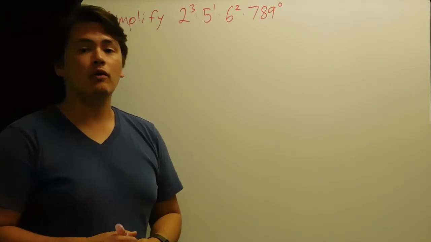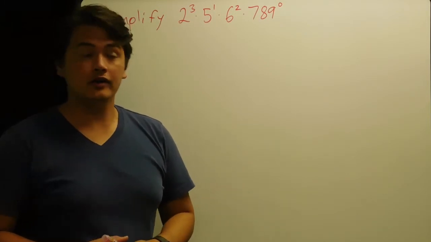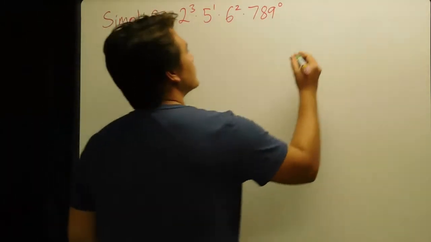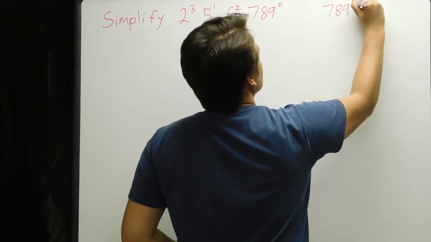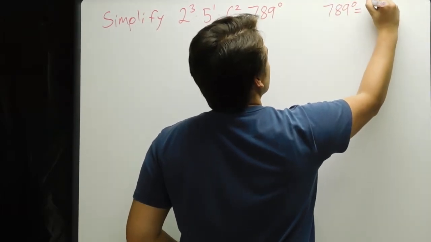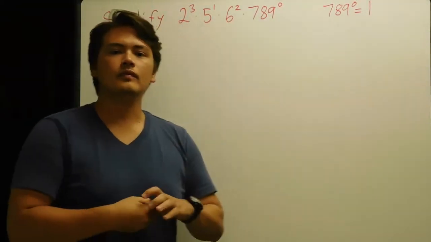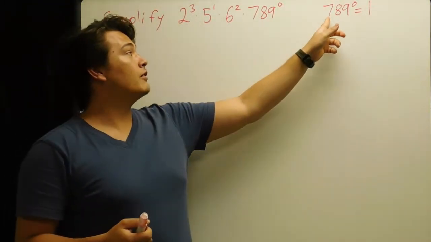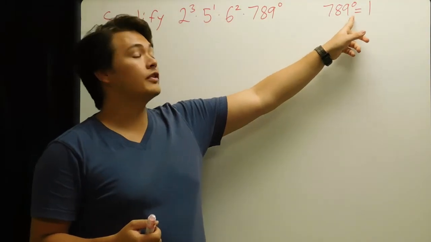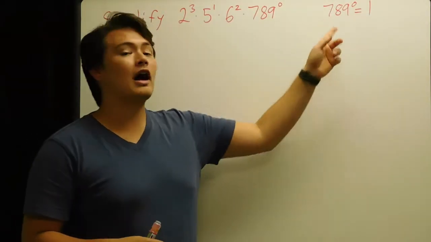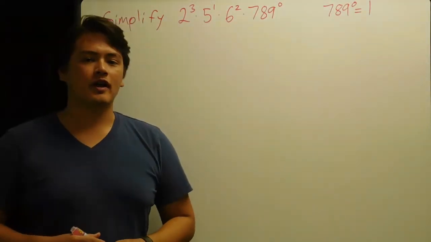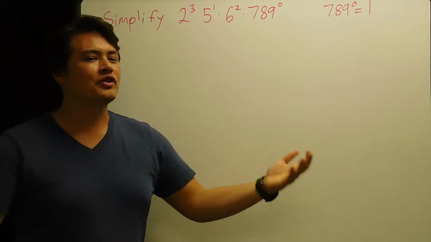To the 0 power is going to equal 1. So 789 raised to the 0 power is going to equal 1. Why that is, that's for another time.